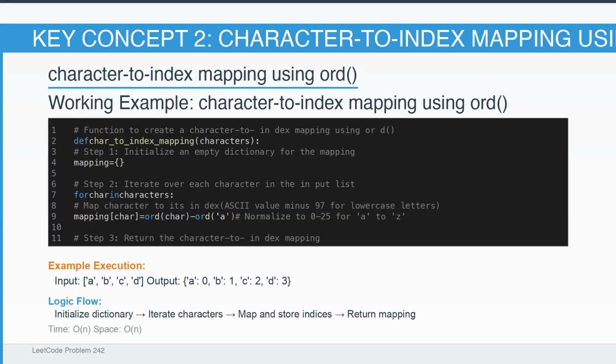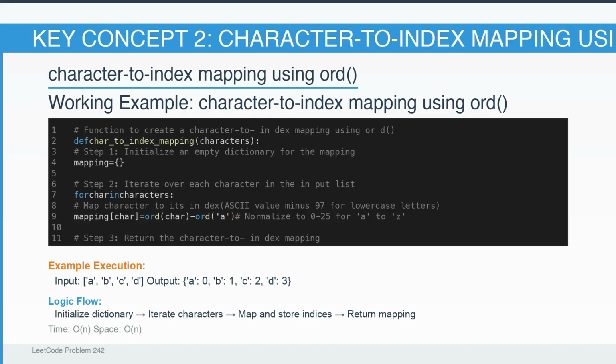Let's explore how to create a character-to-index mapping using the ord function in Python. This example comes from LeetCode Problem 242, which deals with character indexing. First, we start with an empty dictionary called mapping. This dictionary will hold our character keys and their corresponding index values. The index will represent the position of each character in the alphabet, specifically for lowercase letters from a to z.